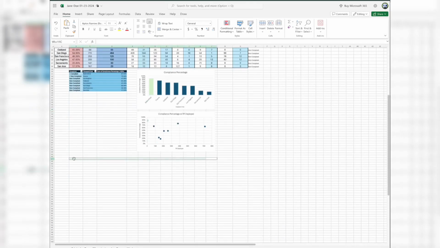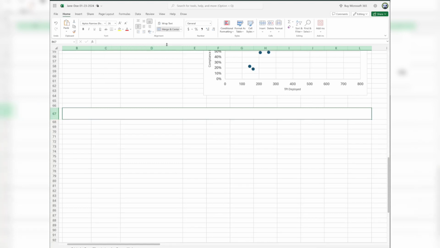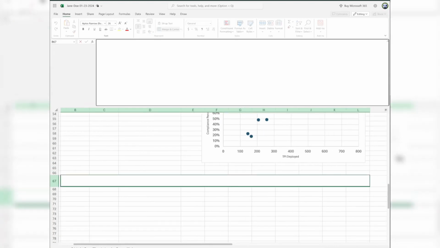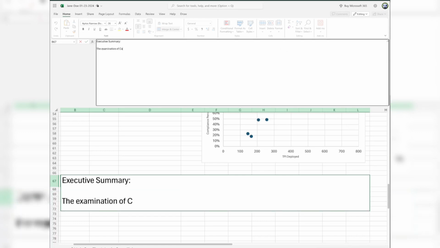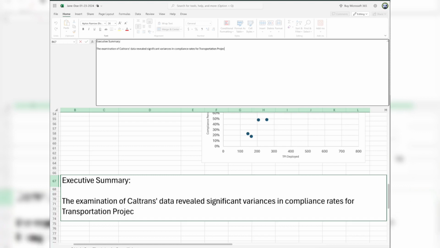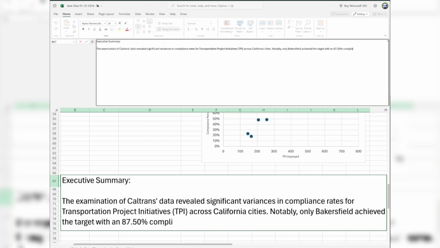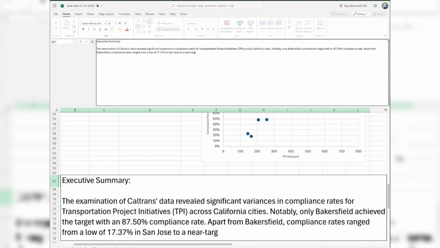Now let's craft our executive summary and recommendations, the heart of our analysis where we distill our findings into actionable insights. Executive summary. Our examination of Caltrans data revealed significant variances in compliance rates for transportation project initiatives (TPI) across California cities. Notably, only Bakersfield achieved the target with an 87.50% compliance rate.